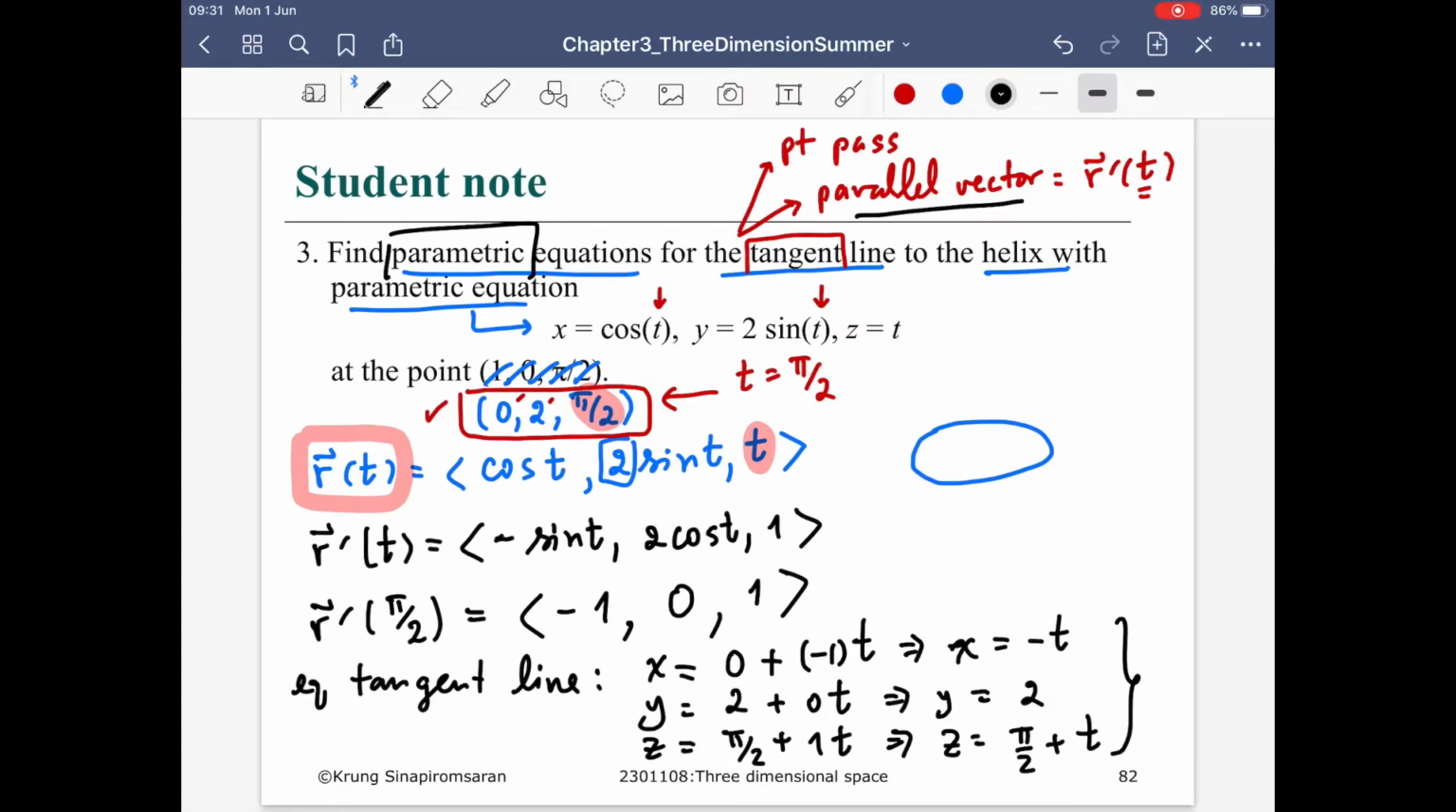You may try to do it yourself. If you want to find the same thing, the tangent line, but at t equals pi, what will happen? You can try. All right.